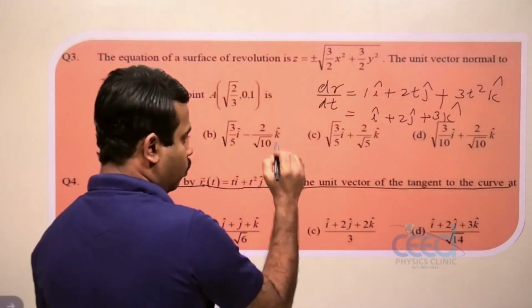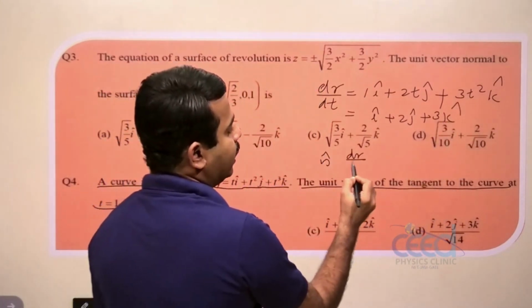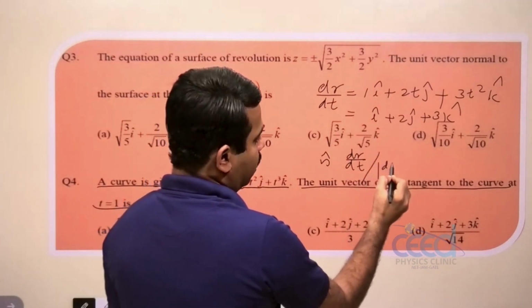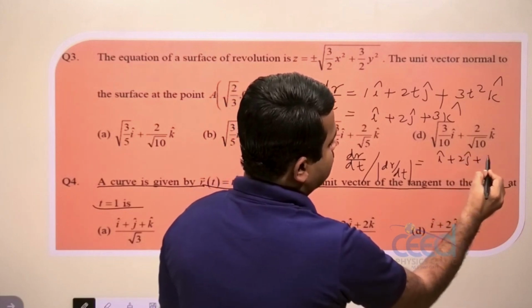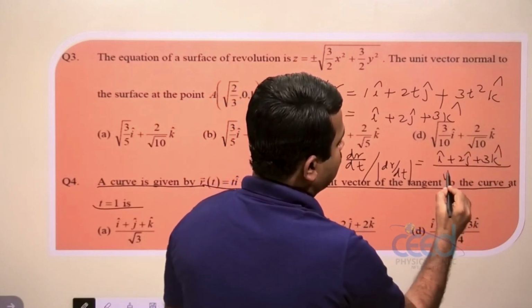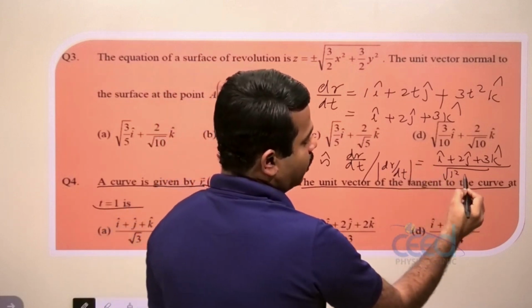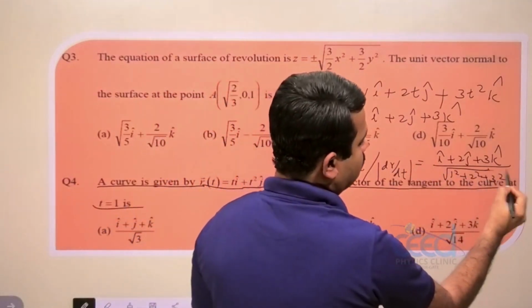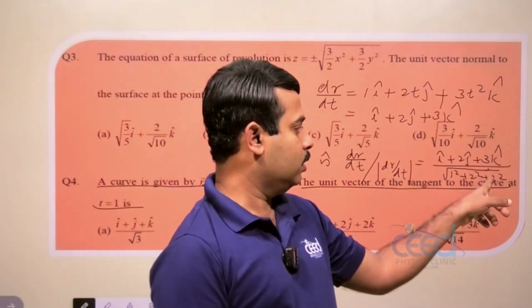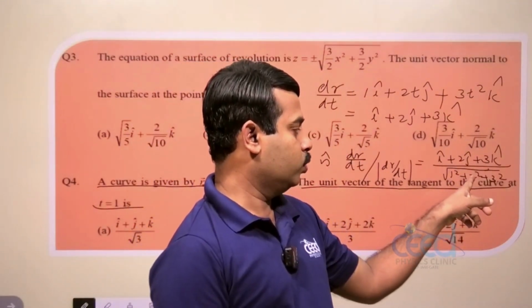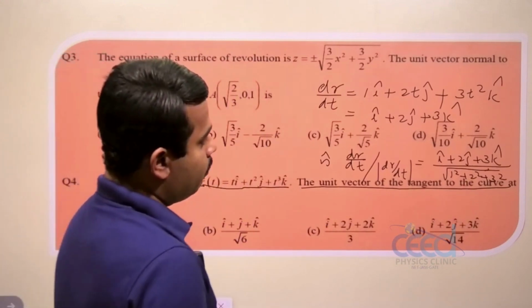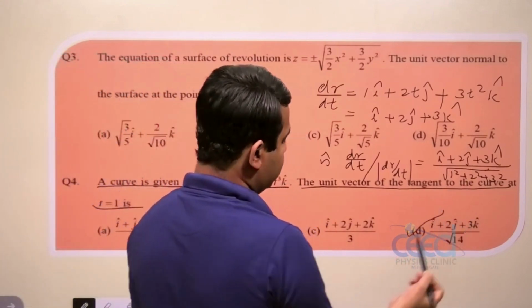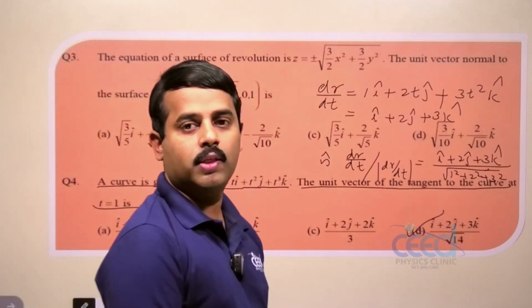Right. Now the unit vector is dr by dt divided by mod dr by dt, that is i cap plus 2 j cap plus 3 k cap divided by square root of 1 square plus 2 square plus 3 square, that is root of 1 plus 4 plus 9, that is 14, root 14. Right. So, i cap plus 2 j cap plus 3 k cap over root 14, option D is correct, right, remaining all are different from it.